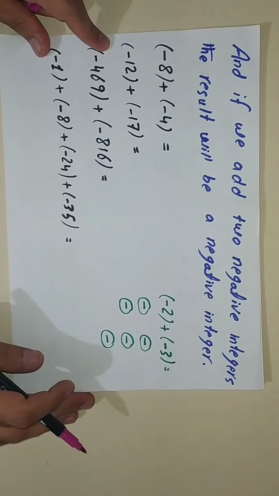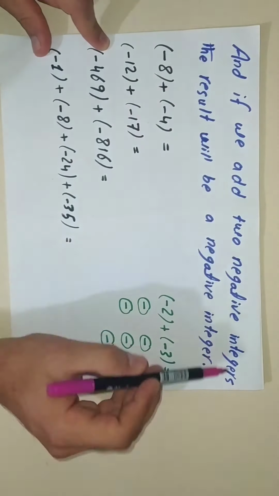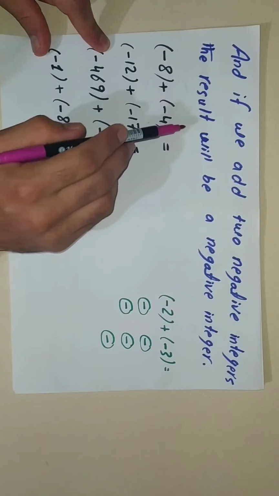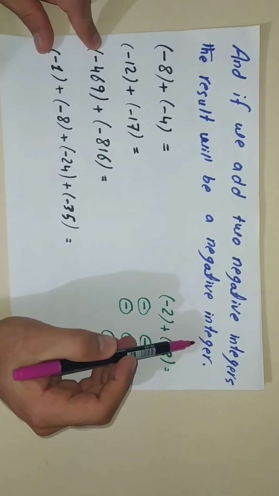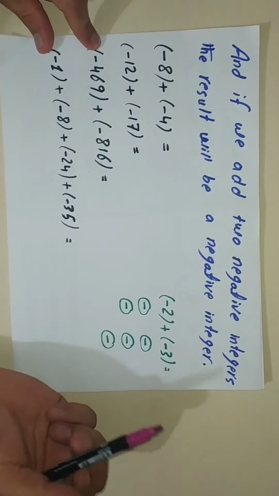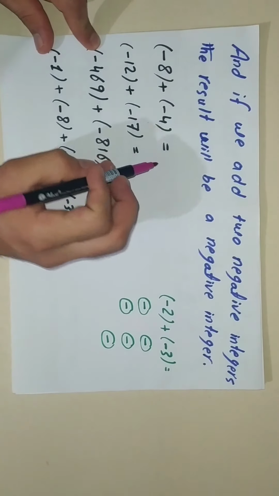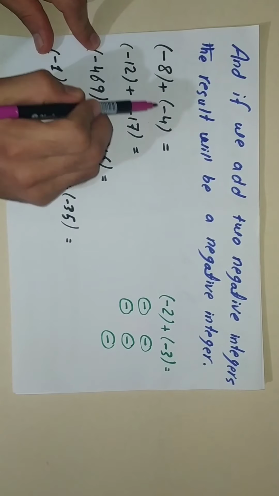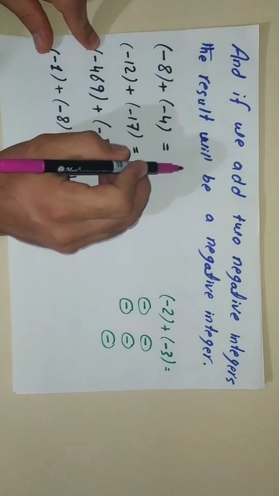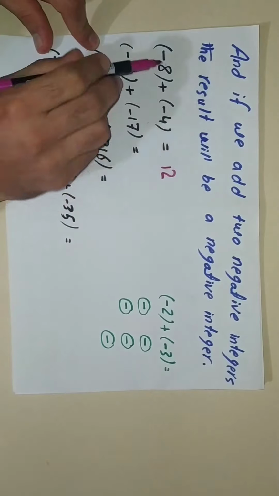It's the same way, and if we add two negative integers, the result will be a negative integer. On the previous page we added two positive integers. Now here we will add two negative integers. Like it is minus 8, it is minus 4. So the answer will be 12, but it is minus 12.